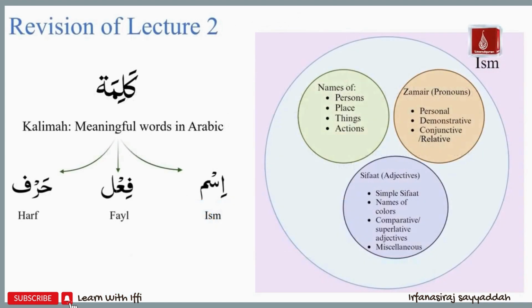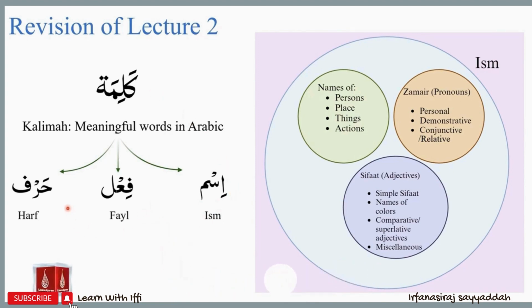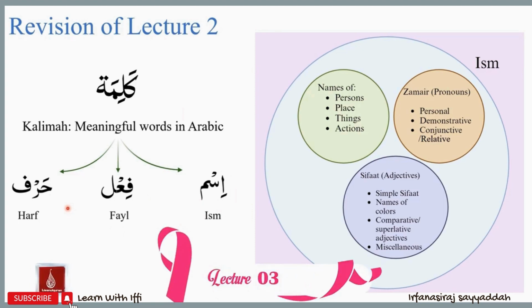Let us do a revision of the second lecture. Meaningful words in Arabic are called kalima. There are three types of kalima. These are ism, fail, and harf. These are also the parts of speech in Arabic language. The focus of the second lecture was the study of ism.